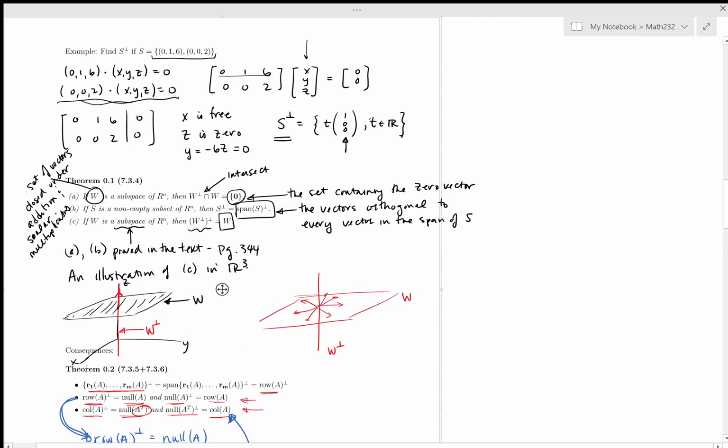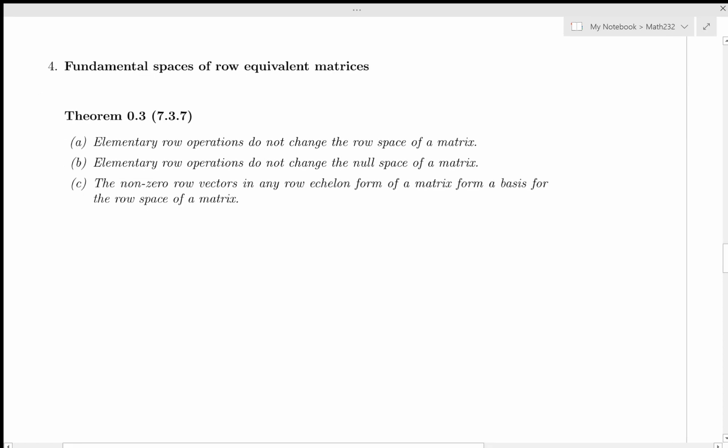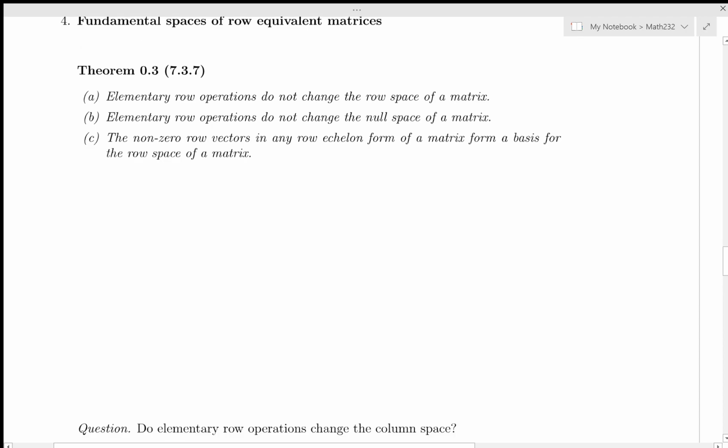Okay, so let us just talk a little bit about row equivalent matrices. When do we get row equivalent matrices? When we do Gaussian elimination. When we do Gaussian elimination, we perform three elementary row operations. Those row operations do not change the row space. They do not change the null space. And if I row reduce a matrix and I remove the zero vectors, then I get a basis for the row space. So let me say a few things about this.